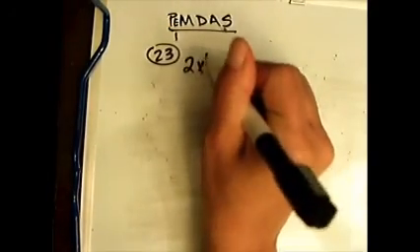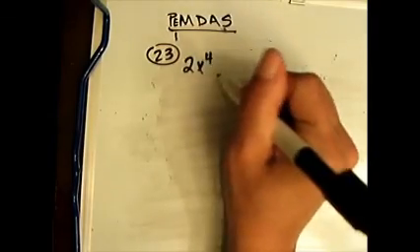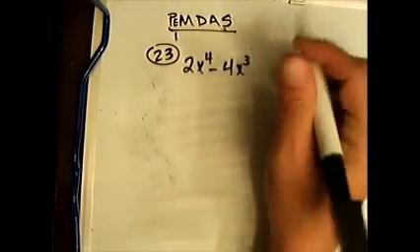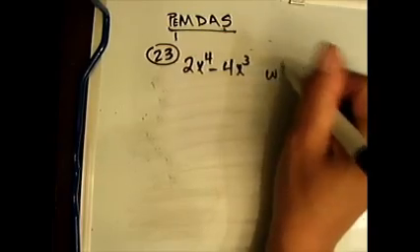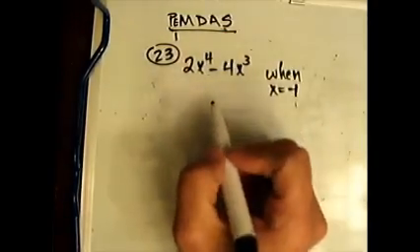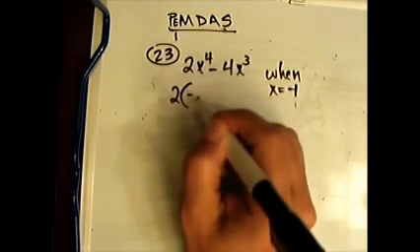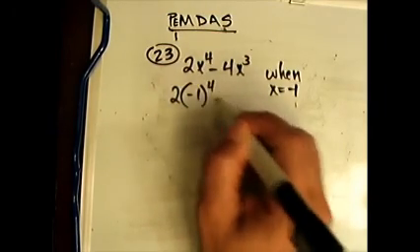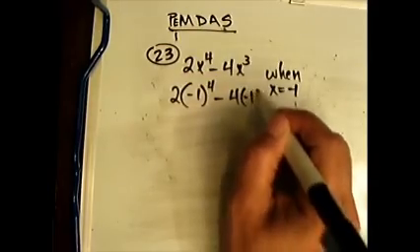2x to the 4th minus 4x cubed, and that's when x equals negative 1. Okay, so let's see what we do for that one. So 2 times negative 1 to the 4th minus 4 times negative 1 to the 3rd.